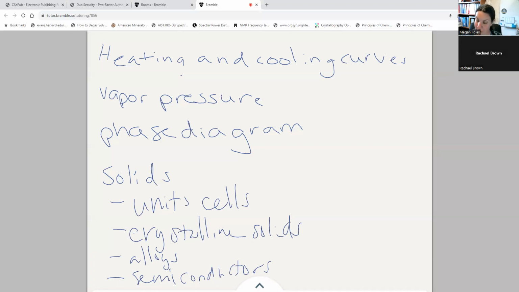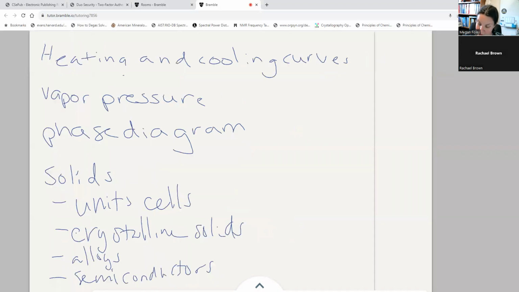Okay, so let's go ahead and start out by looking at heating and cooling curves. So we looked at it a little bit already. We looked at a heating curve last class. A cooling curve is going to be the opposite. It's going to start out at high temperature, then we're going to kind of level out, and then it's going to keep cooling, and then level, and then cool again.